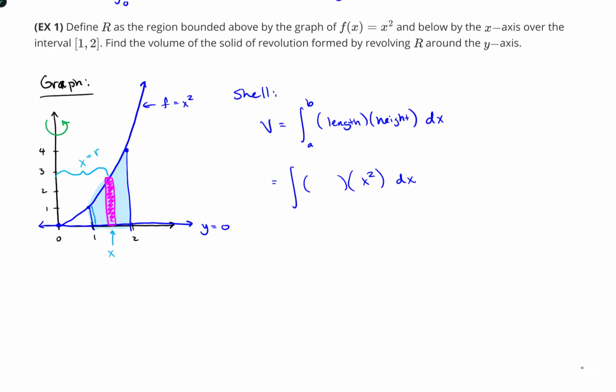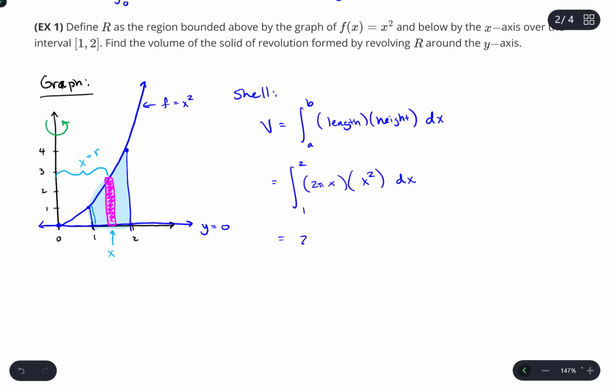And then the length of the shell is the circumference, which is 2 pi times that radius, which is just x. So it almost always ends up being just 2 pi x or 2 pi y, especially if you're rotating around the x or y axes. Now, when we are rotating, we're going between the x values 1 and 2. And that's great. We're pretty much all set up here.